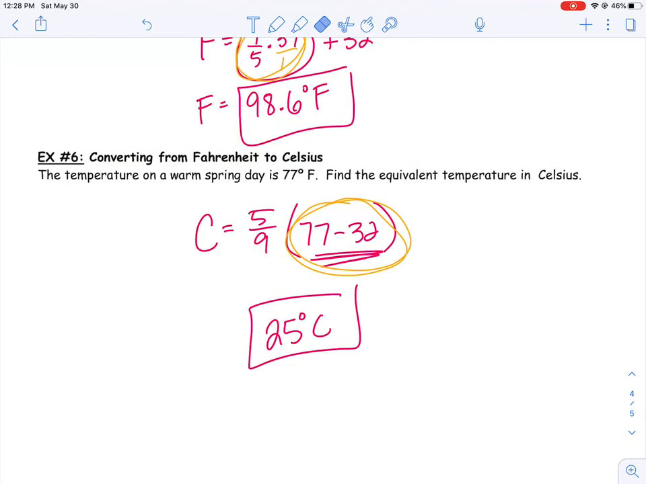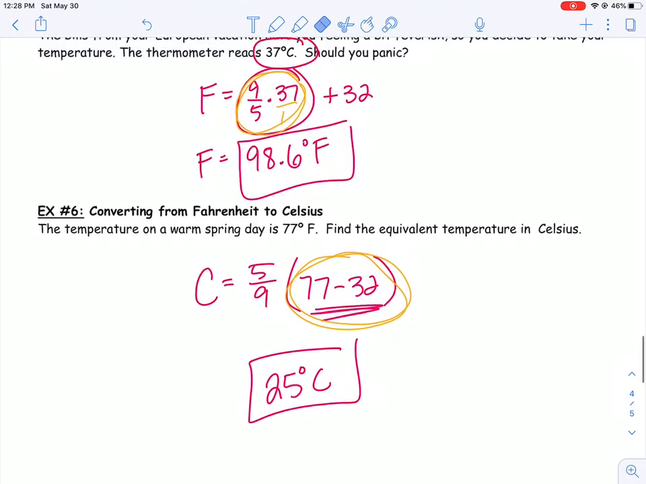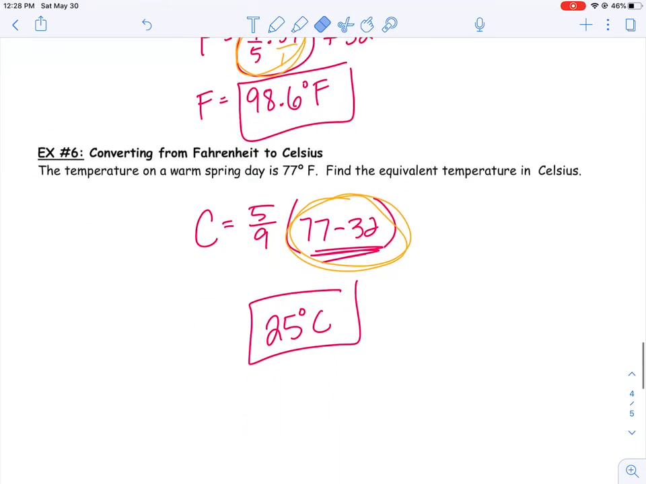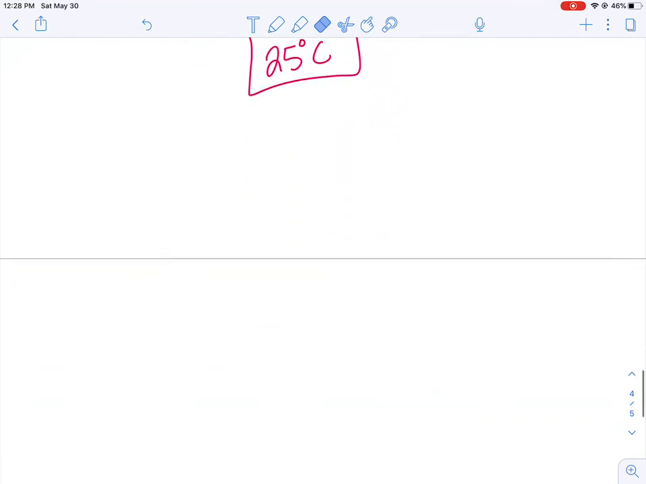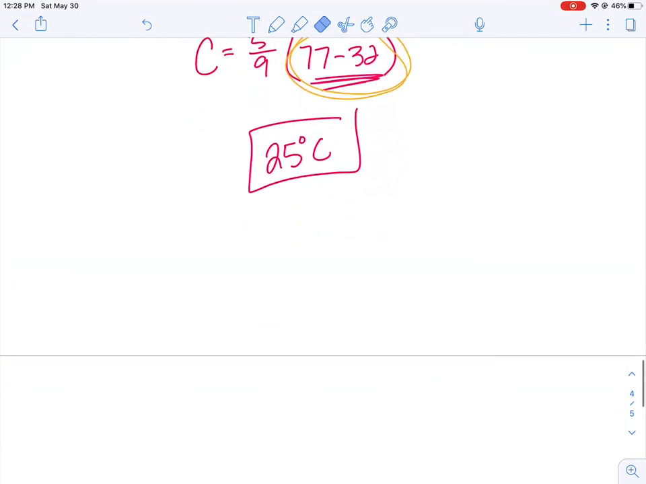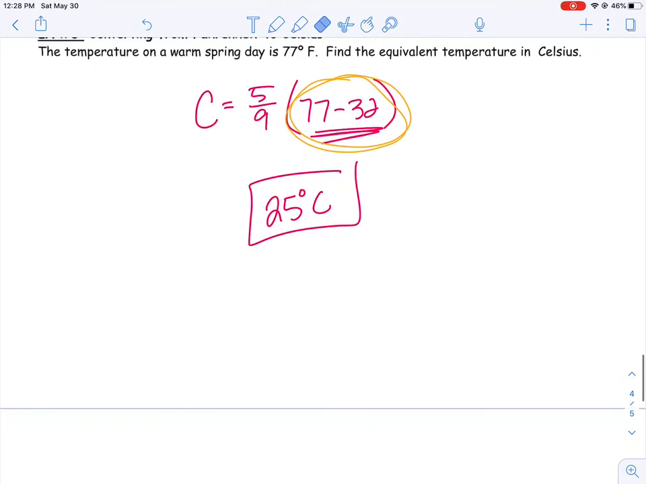Making sure you can convert back and forth from Fahrenheit to Celsius and Celsius to Fahrenheit. Find it on your formula sheet so you know where it's at during test time, okay? All right, we are done with Chapter 9. We're going to do a few sections in Chapter 10, and then we're done with our last unit. So hang in there.